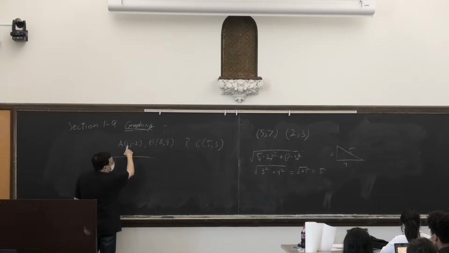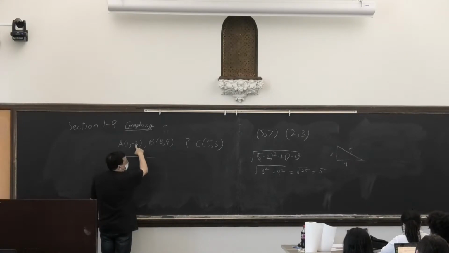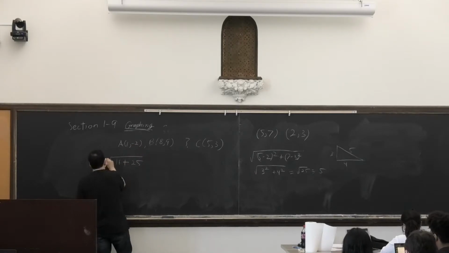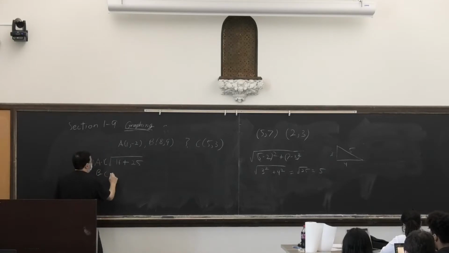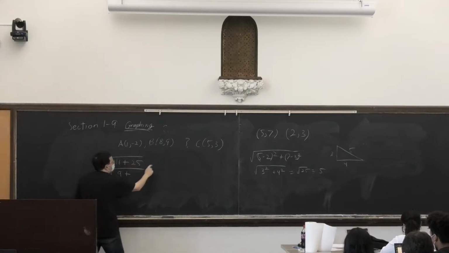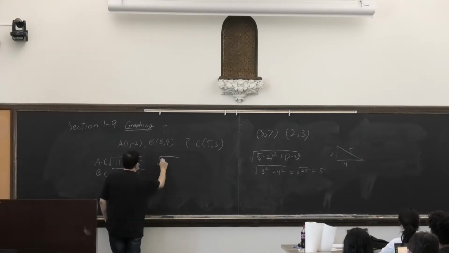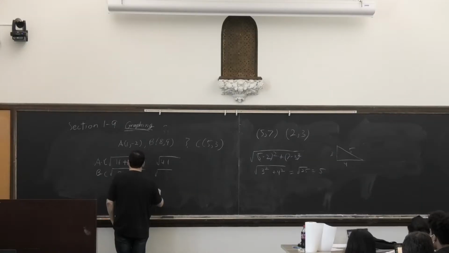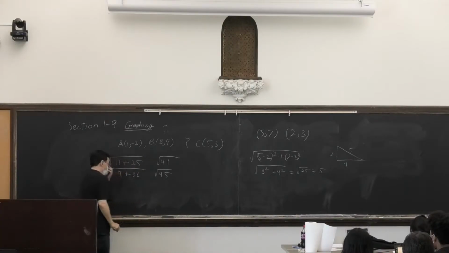1 minus 5 is negative 4, squared is 16. Negative 2 minus 3 is negative 5, squared is 25. Okay, that's the distance AC, the square root of 41. BC would be the square root of 8 minus 5, which is 3, squared is 9, plus 9 minus 3, which is 6, squared is 36. So we have the square root of 45. This is the larger number, so we see immediately A is closer to C.